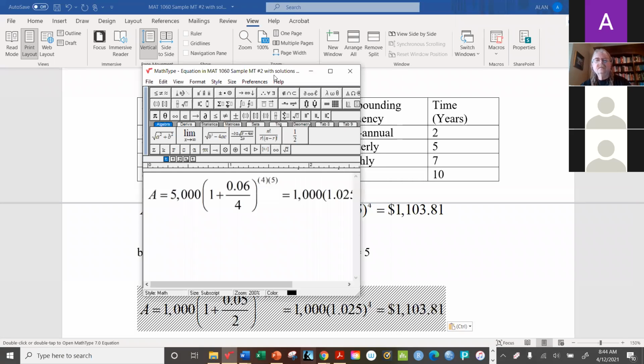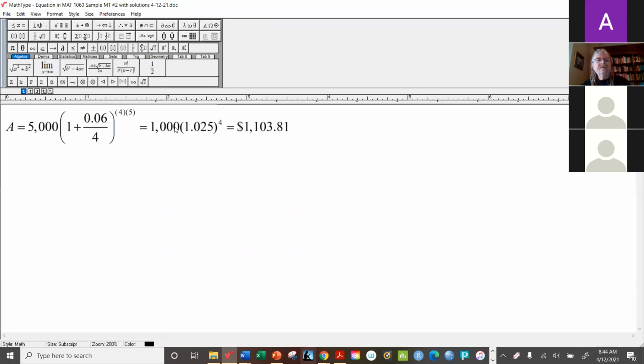So in this case, we have 5,000. Now, 6% divided by 4 is 1.5%. The exponent is 20. And so that's going to give us approximately 6,734.28.